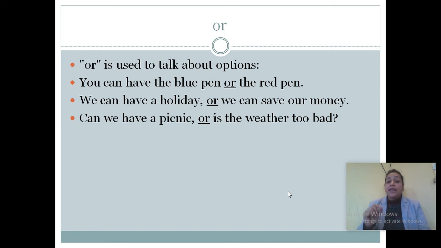We can have a holiday, or we can save our money. We have some amount of money. We can spend that money or we can save that money. Getting this point? Can we have a picnic, or is the weather too bad?